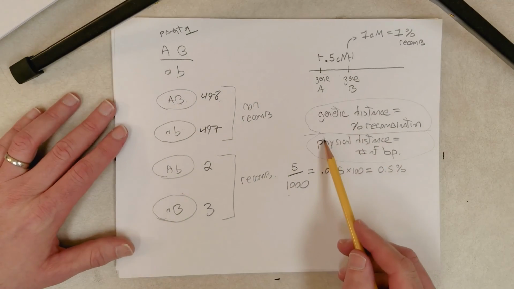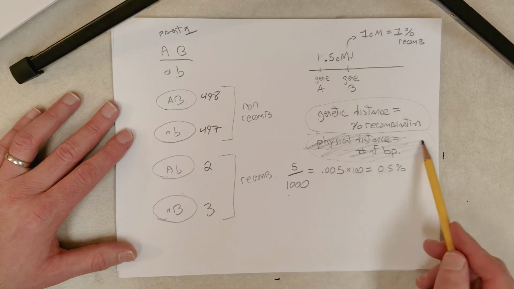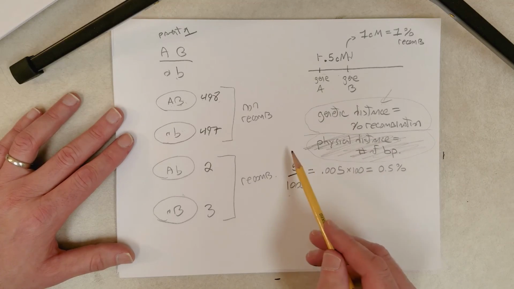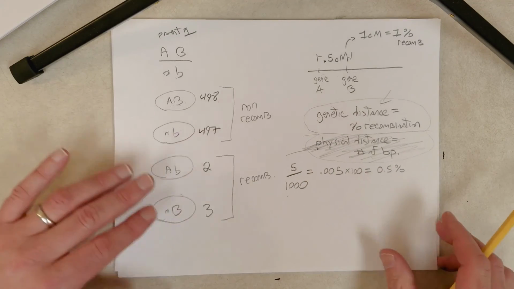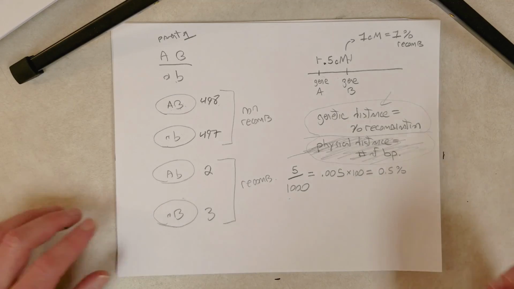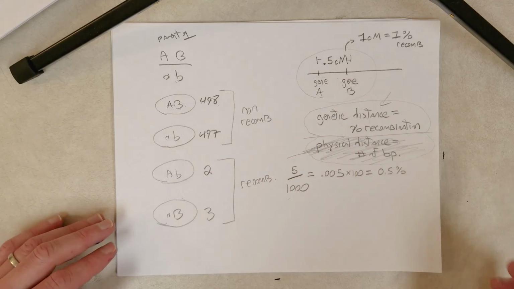So for this part of the course, we're going to be mostly concerned with genetic distance. And when we move into molecular genetics, we will move towards physical distance. Okay, so far in our example, we learned how to determine the distance between two genes by performing a genetic cross. Now, there's some other things we can do.